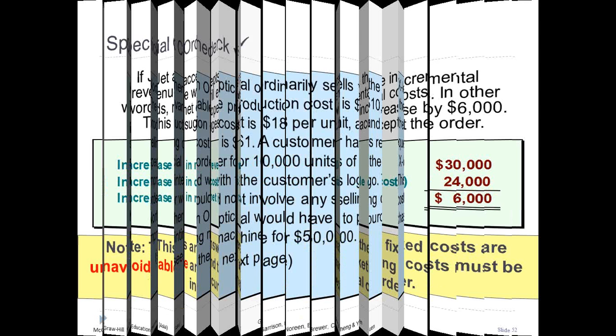Let's do a quick check. Northern Optical ordinarily sells the X lens for $50. The variable production cost is $10. The fixed production cost is $18 per unit, and the variable selling cost is $1. The customer has requested a special order for 10,000 units of the X lens to be imprinted with the customer's logo. This special order would not involve any selling costs, but Northern Optical would have to purchase an imprinting machine for $50,000.